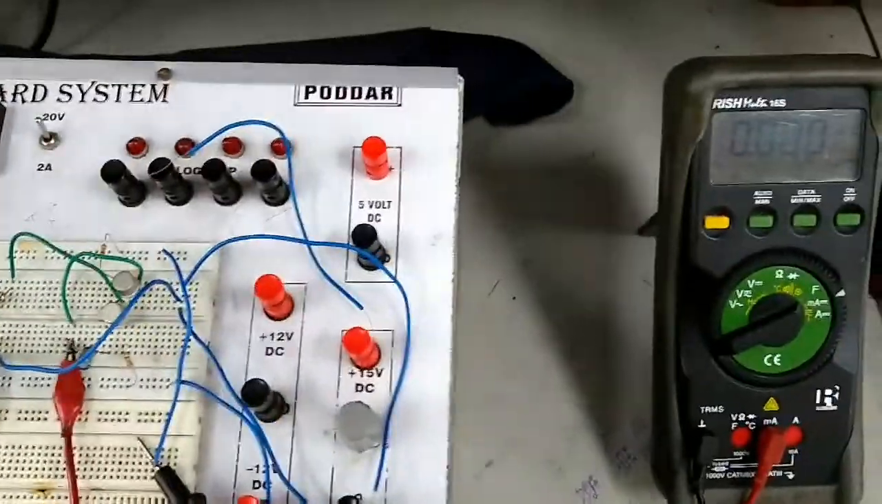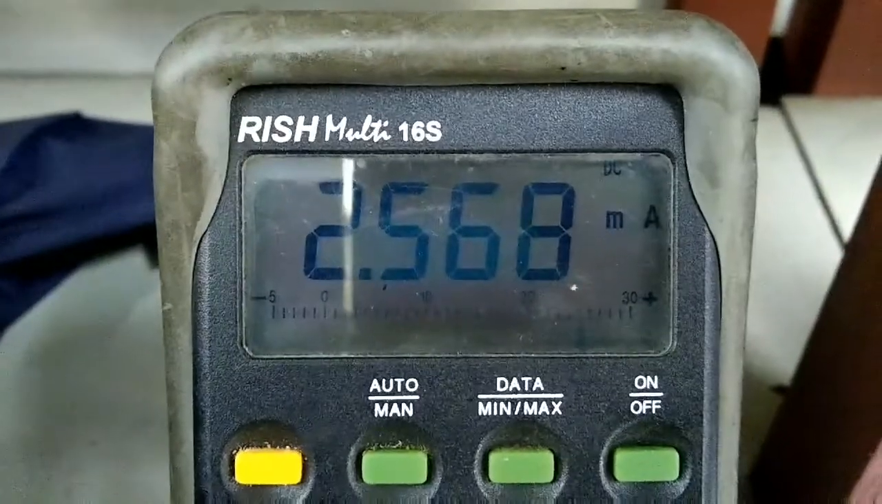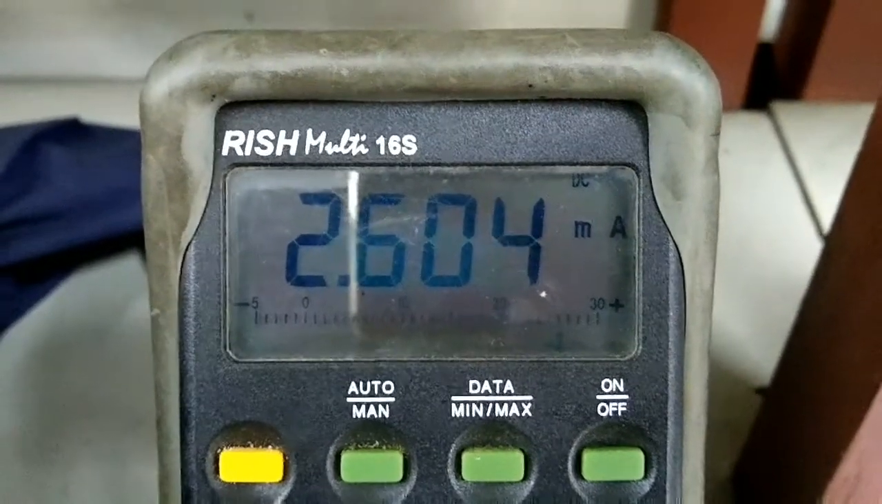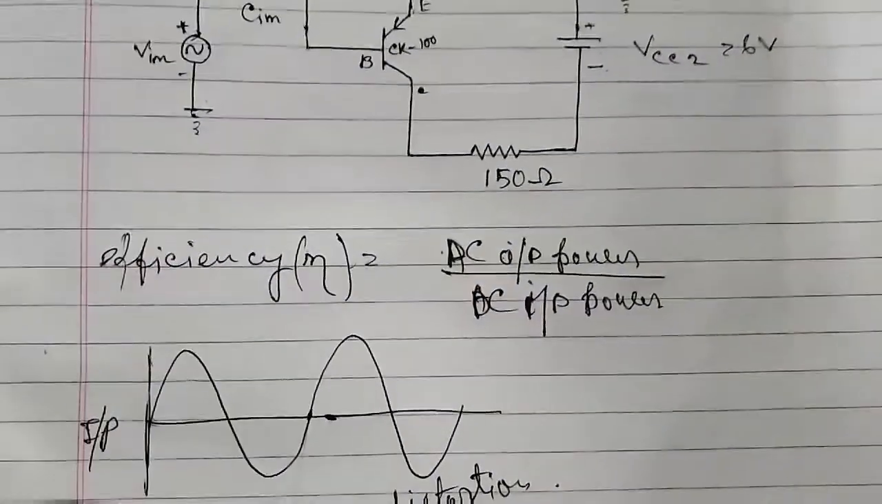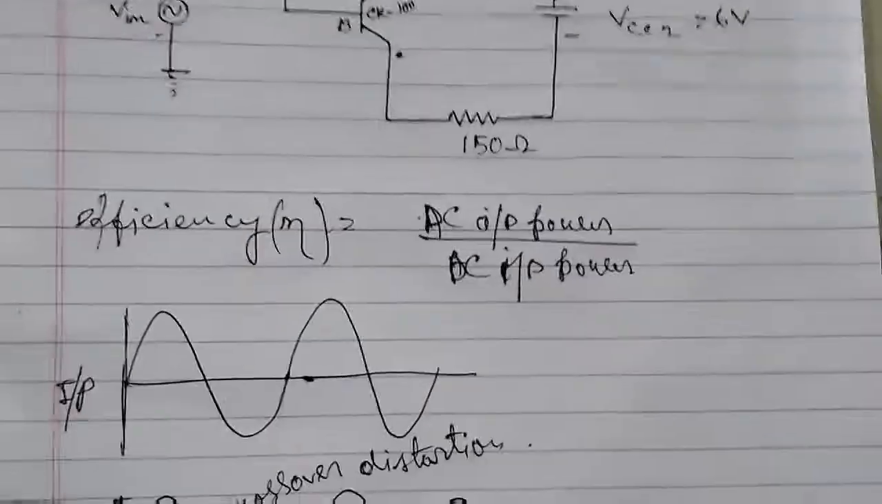Okay, now let's check the output current. The output current is 2.56 milliampere, or you can say 2.6 milliampere. The output current is 2.6 milliampere and the input current is 3.4 milliampere. And let's check the efficiency of the circuit by using this formula. This is AC output power divided by DC input power.